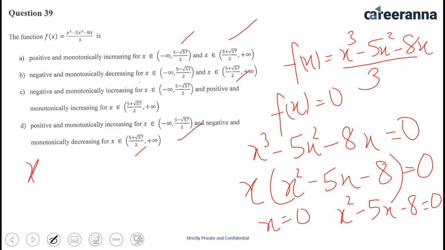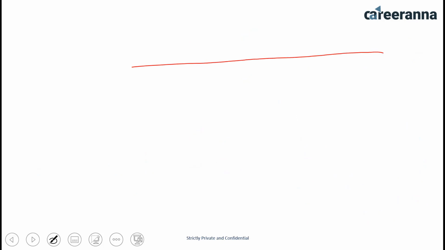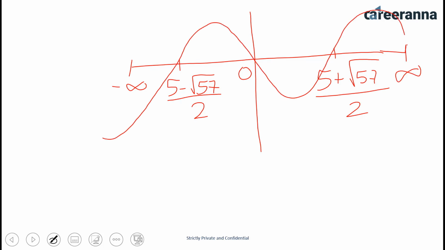So our roots for this equation are 0, (5 minus root 57) upon 2, and (5 plus root 57) upon 2. For a cubic equation, 3 roots are there. So if I make a coordinate axis, this one is 0, this one is (5 minus root 57) upon 2, and this one is (5 plus root 57) upon 2. Now if I take any value before this number, we'll see that the graph is formed like this.